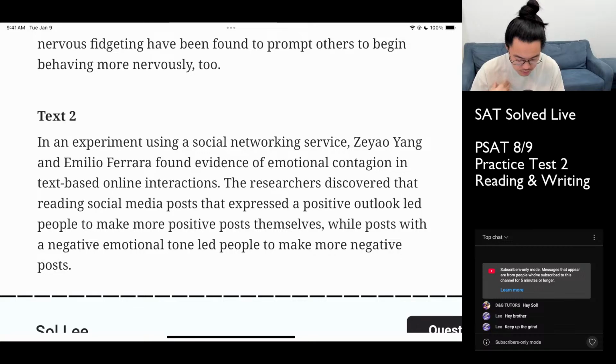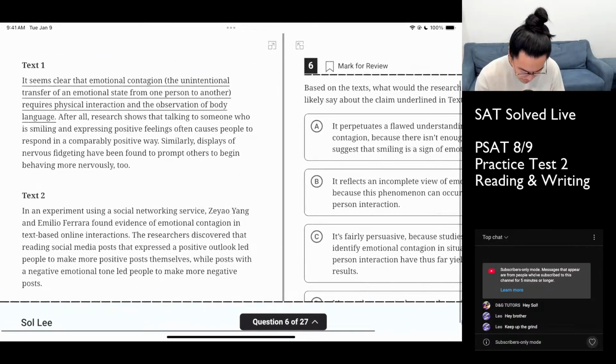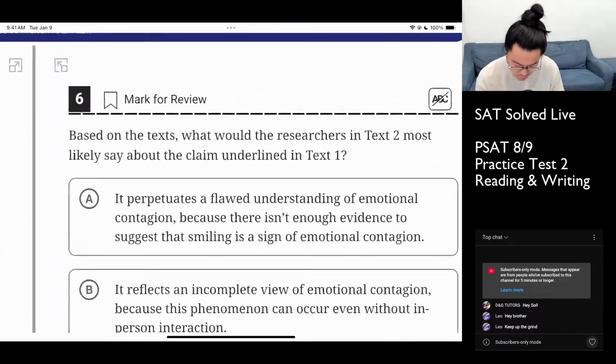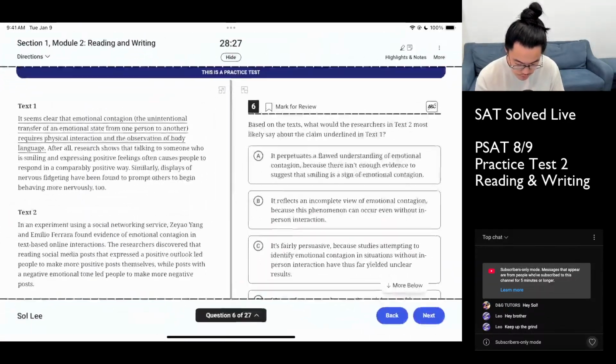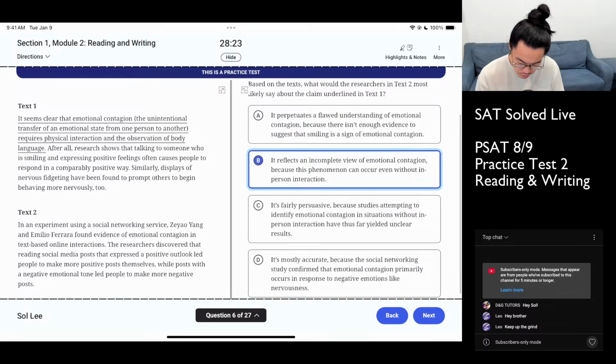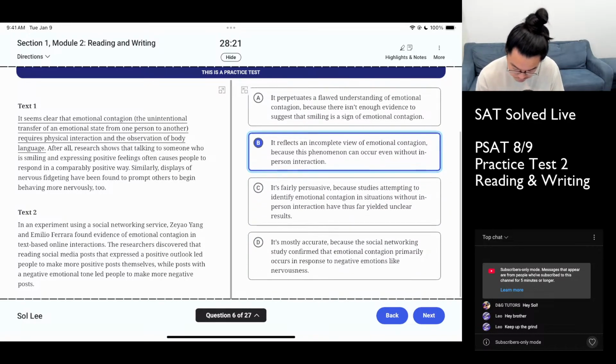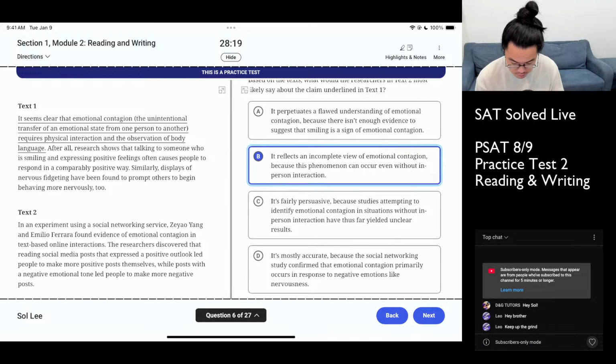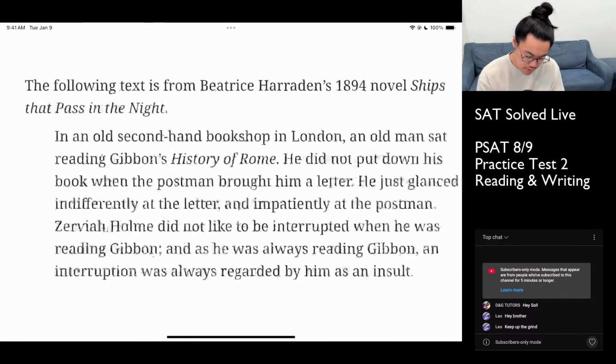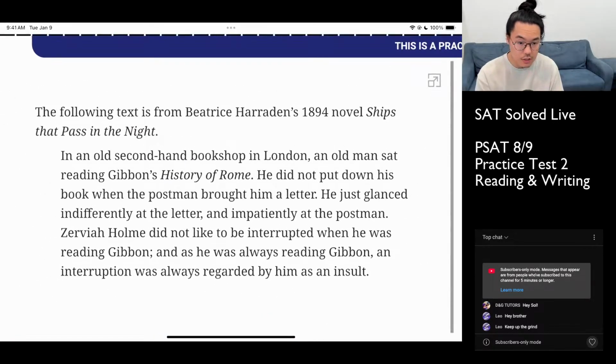Social networking service found evidence of text. Oh, not even voice, text-based. Positive. Oh, okay, yeah. So the Yang and Ferrara disagree. Researchers in text 2 would say about the claim, it seems clear that it requires interaction. They would say, no, it doesn't, though. Incomplete. Even without. Perfect. That is correct. Exactly what I was saying. That was fairly easy, actually.